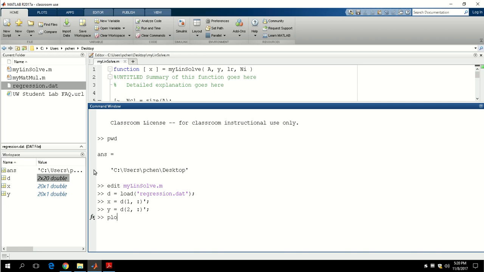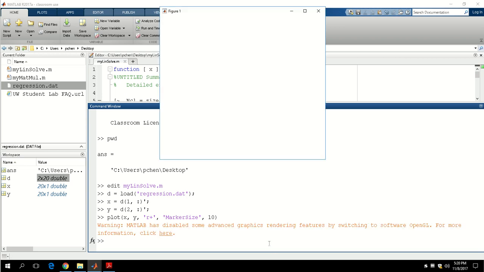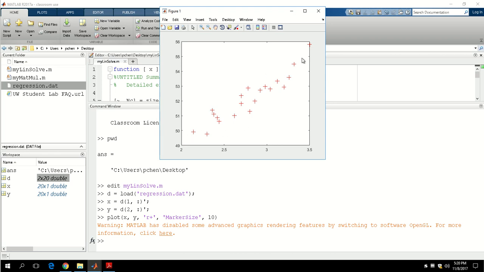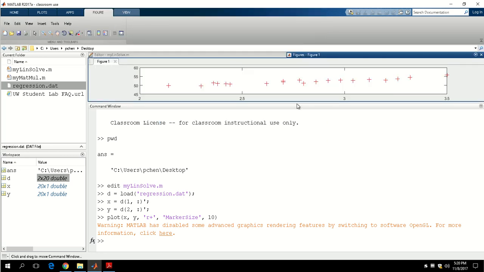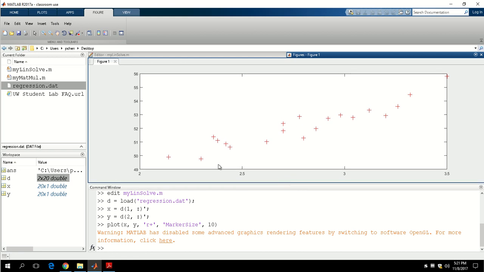Now let's make a plot. Let's just plot x and y, and we're going to use a red cross symbol, and a marker size of, let's use like 10, so it's easier to see the data points. For some reason, it's taking longer than expected to plot. So that's the 20 data points, with a horizontal axis and a vertical axis. For every data point, we have its horizontal coordinate and the corresponding vertical coordinate. So that's all the 20 data points.